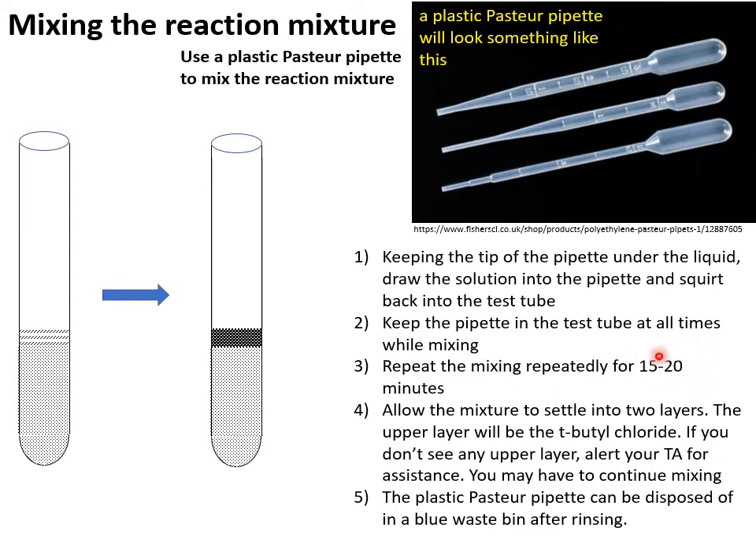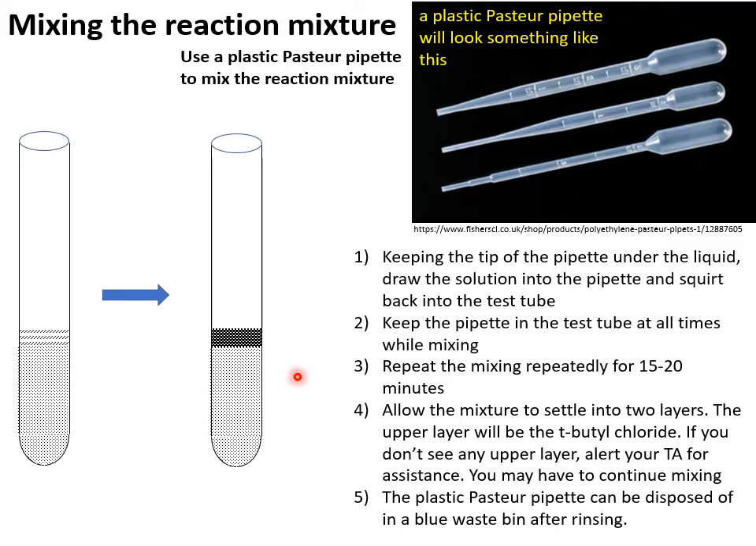This is your reaction, right? This is happening during these 15 to 20 minutes. Your compound is reacting. Allow the mixture to settle into two layers. The upper layer is the small layer. It'll be the tert-butyl chloride, your product. If you don't see any upper layer, you would let us know, right? If we were actually doing the experiment.